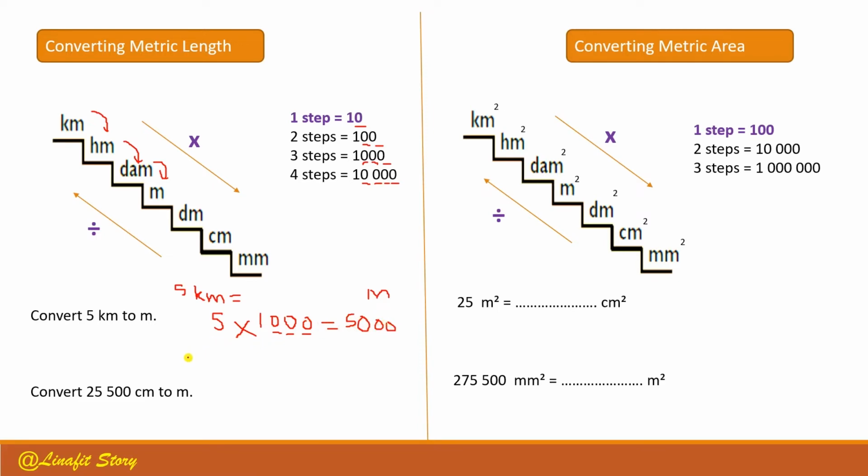The next is convert 25,500 cm to m. Cm to m. Step up, so we divide. How many steps? 1, 2. So we divide by 100. So 25,500 divided by 100 is equal to 255.